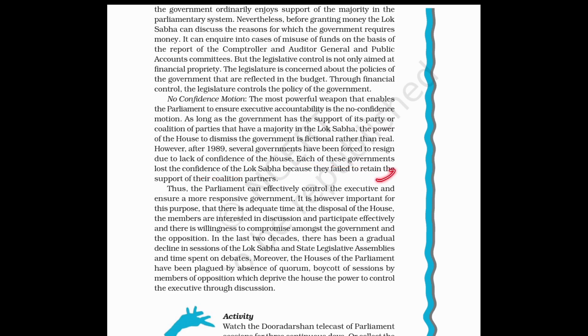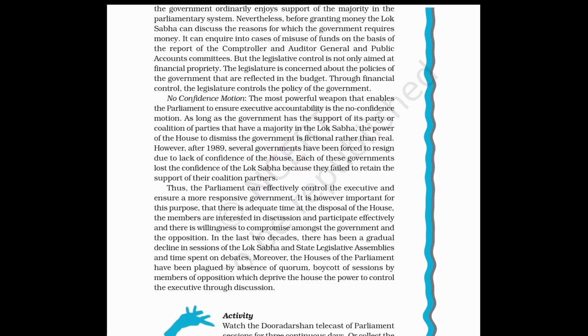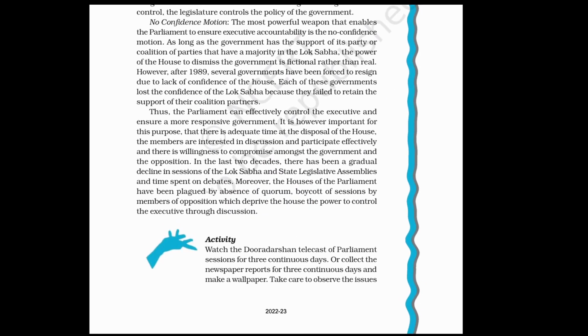ठीक है, so if they will not be able to retain the support of their coalition partners, they will not have the adequate numbers to be called a majority, and उसको हम कहेंगे सरकार गिर जाना, the government will not exist. So therefore, it is very important for a responsive government that parliament effectively controls the executive. Otherwise, the executive will do whatever they want to.